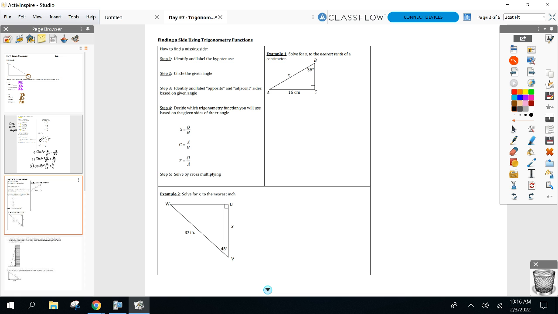There's no altitude drawn in there, correct. So that's out the window. Why can I not use Pythagorean theorem? I don't have enough information, right? I'm missing side BC. So that's out. As silly a question as this is, why can I not use my 45, 45, 90 rules?